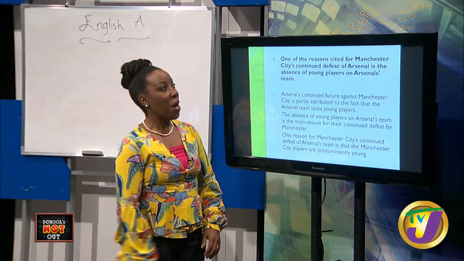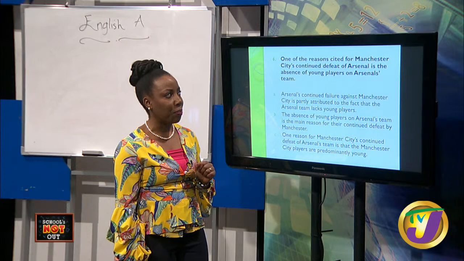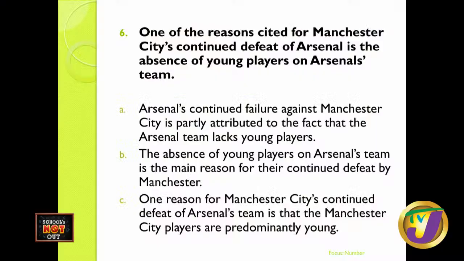So we have Manchester City, and they are the ones who are continuously defeating Arsenal. And we get a reason. What's the reason? The absence of young players on Arsenal's team. Yes? So they don't have a lot of players. They don't have any young players who would come with the energy and, you know, the tactical moves and so on. All right. Let's decide what is the equivalent sentence. And I've increased the challenge here. Instead of two options, you now have three.